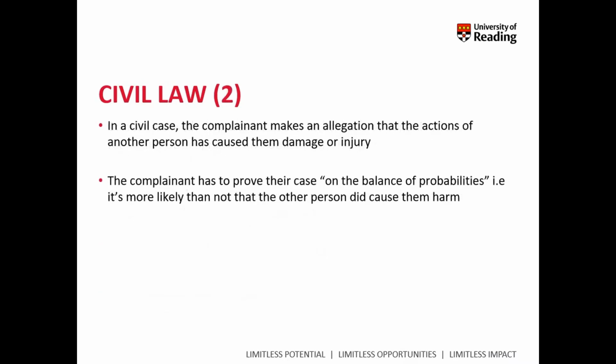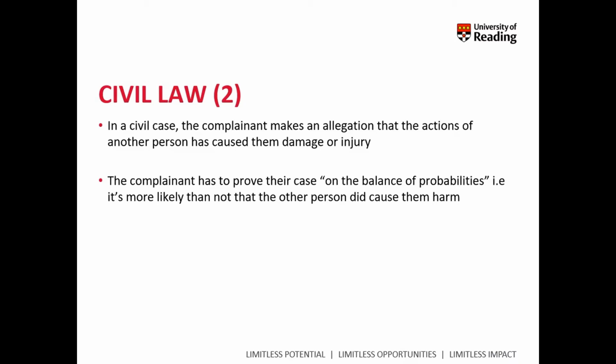Okay, so in a civil case, what happens is effectively the complainant makes an allegation that the actions of another person have caused them damage or injury. So whoever has had something wrong done to them, they have to bring that case forward. Okay, so it's the complainant who makes an allegation that somebody else has caused them damage or injury.